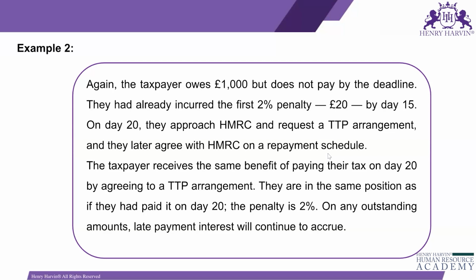So they are in the same position as if they had to pay it on the 20th day. That is, the penalty will be 2% until the time it has been agreed, whether 5 days, 6 days, 10 days, whatever.